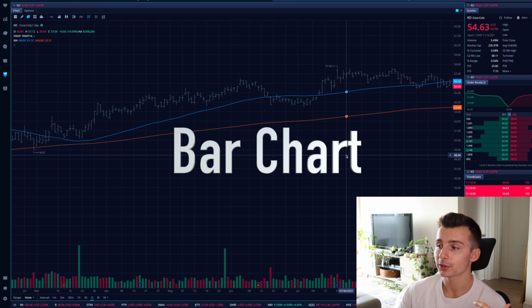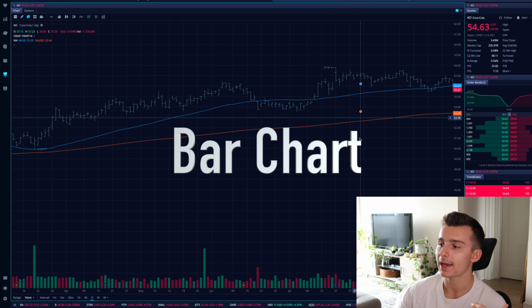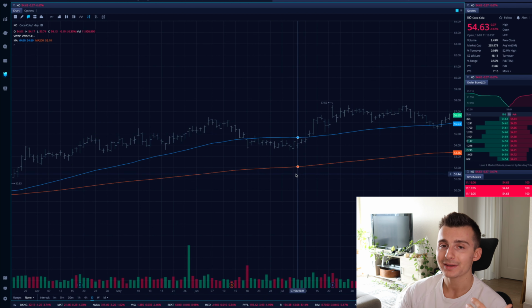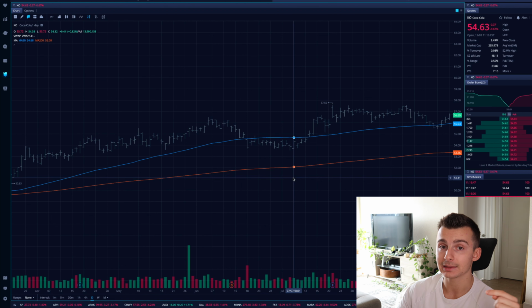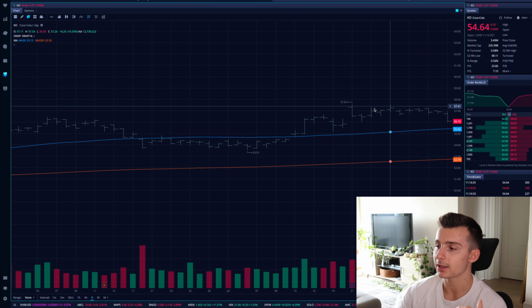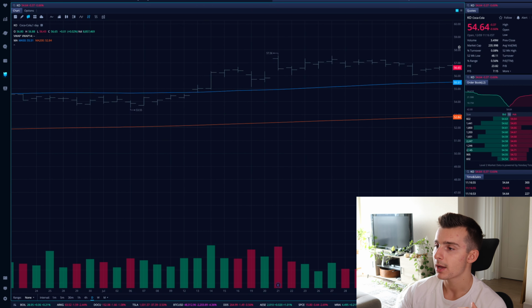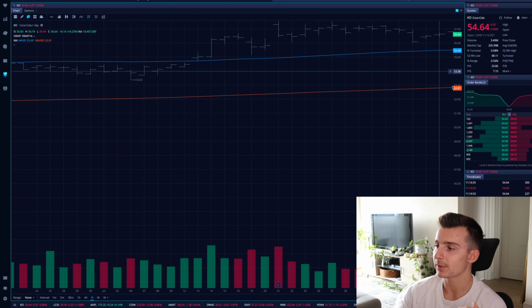There's something called a bar chart. Based on these lines and these little bars, they're going to tell you where the stock opened that candle and where it closed. The open is the line attached to the vertical line on the left, and the close is the line attached on the right. So if we look at this example right here, let me try to zoom in. I know it's a little bit small. Let's zoom in and show you what this exactly means on a specific day.